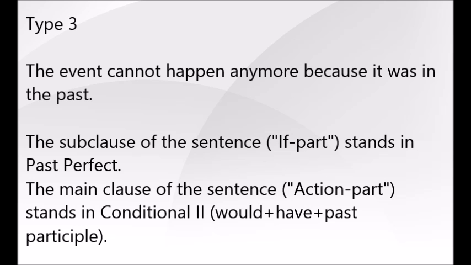We use type 3 of the if clauses if the event or the action cannot happen anymore because it was in the past. In this case, the subclause of the sentence stands in past perfect, and the main clause of the sentence stands in conditional 2, which is constructed with would and have and the past participle.